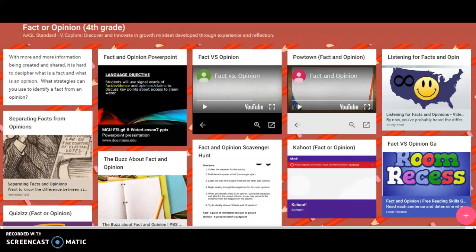A fact is a statement that can be proven, and an opinion can be based on facts or emotions, and sometimes they are meant to deliberately mislead others. So that's why it is important for you to be aware of the author's purpose and their choice of language. The discussion question is, what strategies can you use to identify a fact from an opinion?